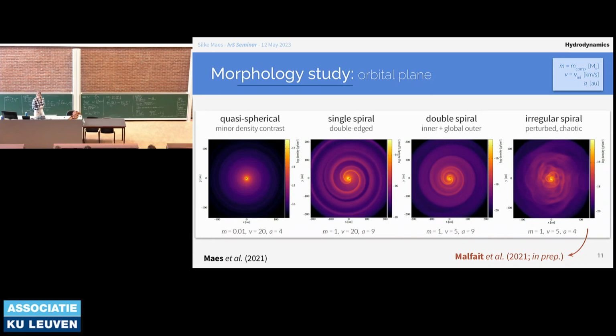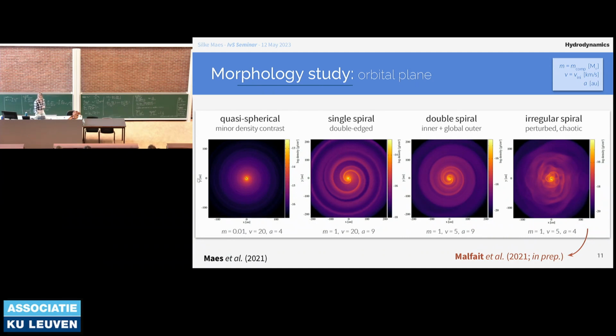What you see here in the very center are small dots, and those are the AGB star and its companion close together, and we're looking at the density when you look at the orbital plane, so face on, as they call it. The main thing that I want you to take away from this is that if we vary some of the parameters, for example the mass of the companion, but also the velocity of the outflow and the distance between the AGB star and its companion, we get different kinds of spiral structures.